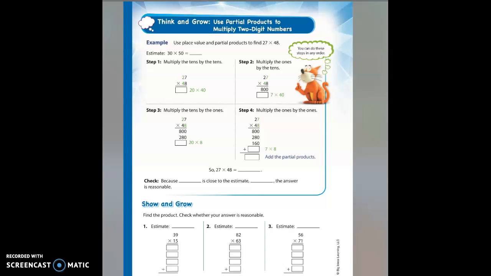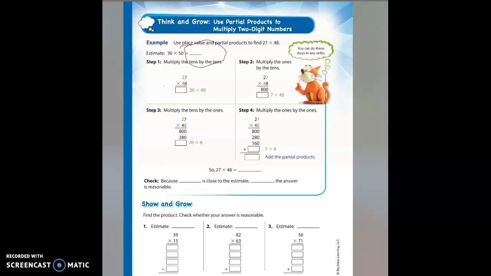So in this Think and Grow, we're looking at using partial products to multiply two-digit numbers. The example says use place value and partial products to find 27 times 48. First, it has you estimate what 30 times 50 is. So if you know that answer, go ahead and write that down. What do you think the estimate for 30 times 50 is?